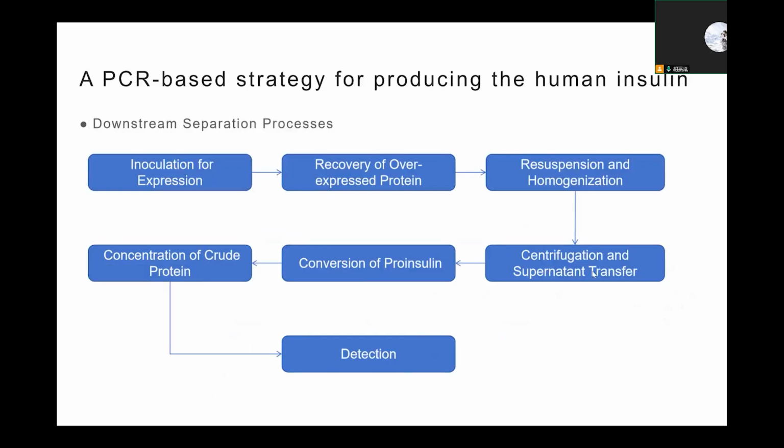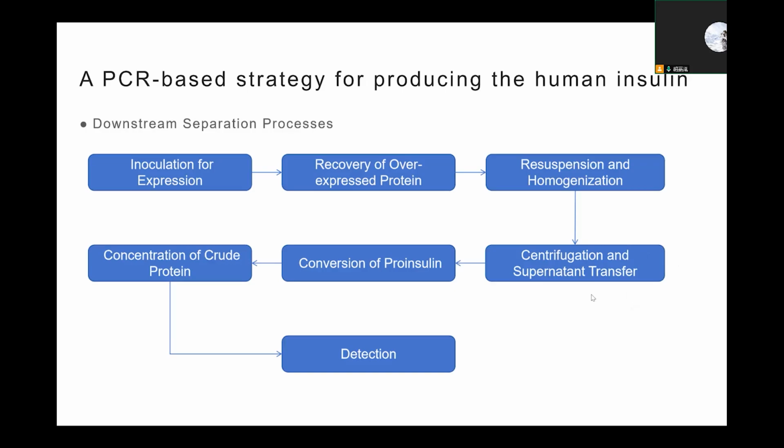And in the next picture, the inoculation for the expression step. The expression of human proinsulin was induced by the addition of 0.1 to 1 millimolar IPTG at an early exponential phase. Then after overnight induction at 16 degrees, the cultures were transferred to 50 milliliter centrifuge tubes and spun down at 8,000 rpm for 15 minutes at 4 degrees.